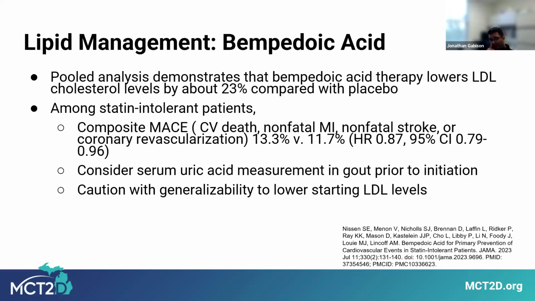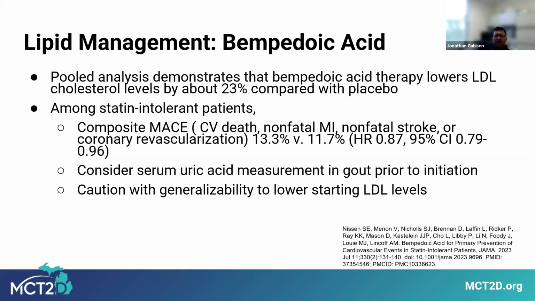This is based on a study that came out last year that demonstrated that bempedoic acid therapy lowers LDL cholesterol by about 23% compared to placebo, and found that among statin intolerant patients, it significantly reduced major adverse cardiovascular events. So some notes on bempedoic acid. One, it's only good for modest lipid lowering effects, about 23%. Two, it works along the same pathway as statins. Three, it is noted that it can raise uric acid levels. So if someone has history of gout or elevated uric acid levels, we should consider stabilizing this beforehand.